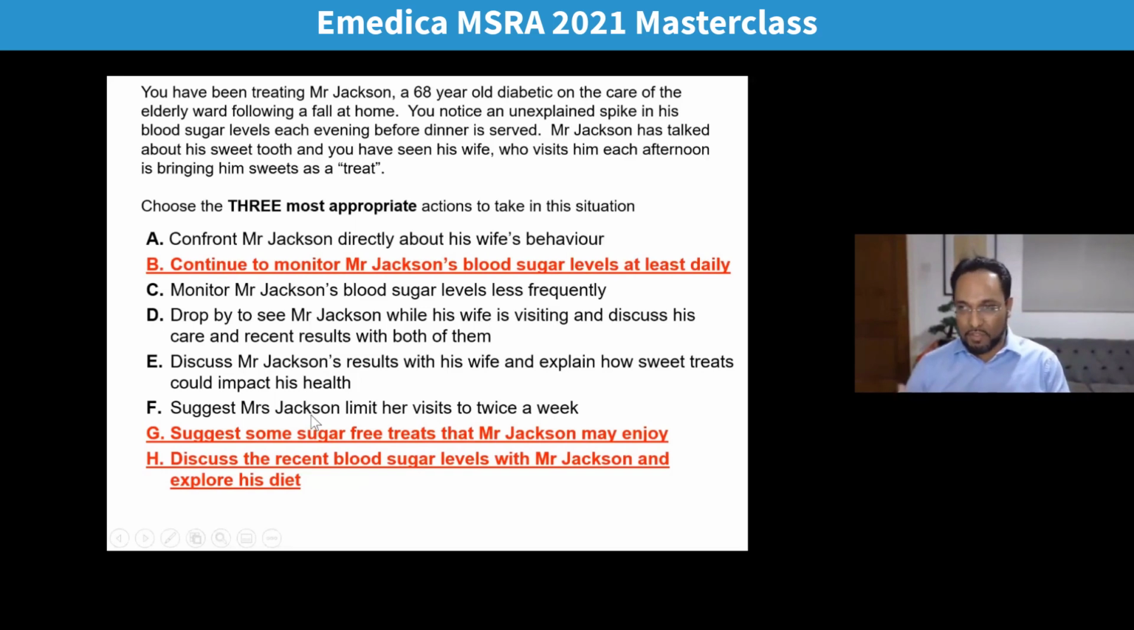Knowing your role in the team is an important part of professionalism, right? This is not a role that you as a junior doctor could decide. Usually, even the consultant doesn't decide this. Usually this is the senior nurse on the ward. The ward manager would decide about who can visit, or the visiting times and things like that.